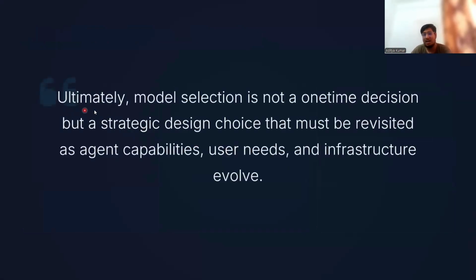Let's read this line. Ultimately, model selection is not a one-time decision, but a strategic choice that must be revisited as agent capabilities, user needs, and infrastructure evolve. If you don't understand this line, no problem. You will understand it in the later part of this lecture series. Okay, so that is for this lecture. I hope to see you in the next lecture soon.